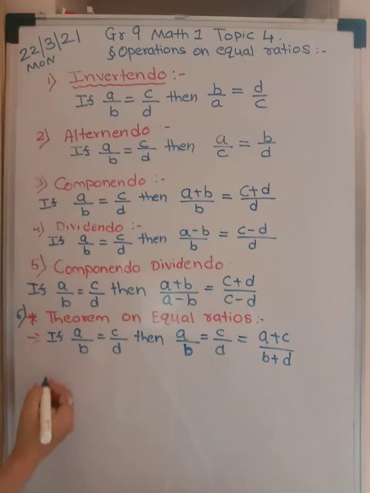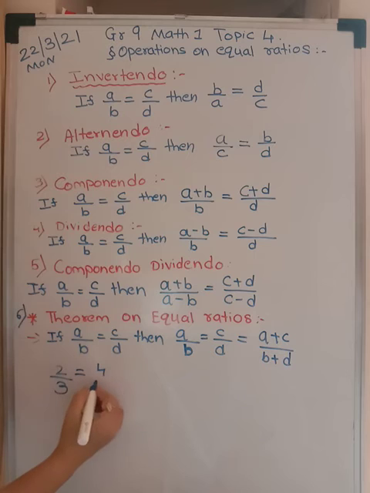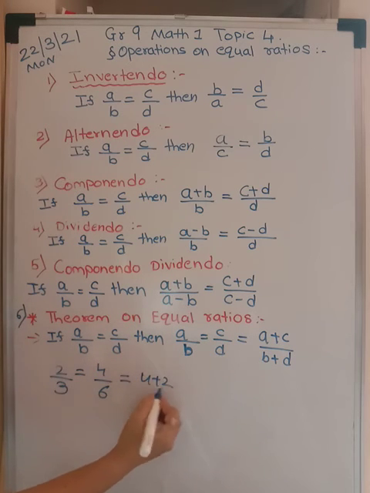Let us take an example. This is 2 upon 3, which is equal to, we can write 4 upon 6. It is same, no? 2 upon 3. Then, if these two are equal, then this is also equal to the addition of these two. That is 4 plus 2, or I should write 2 plus 4. A plus C it is. 2 plus 4 upon 3 plus 6.